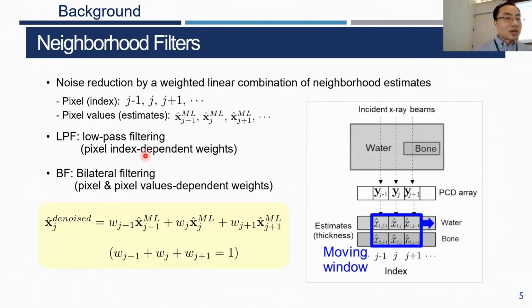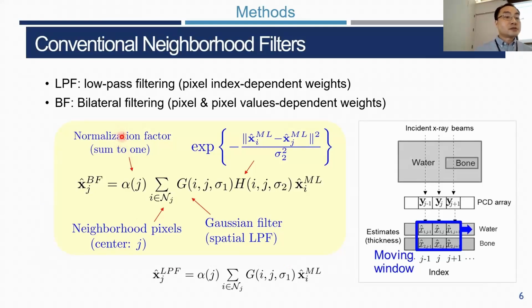So basically, a neighborhood filter is, in short, a linear combination of neighborhood estimates where the weights have the sum-to-one rule like this. And in the image processing field, a bilateral filter is well known as a kind of edge-preserving filter. And more specifically, the bilateral filter has three components for weighting.